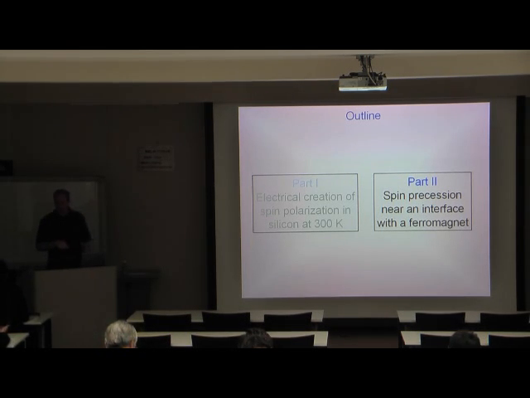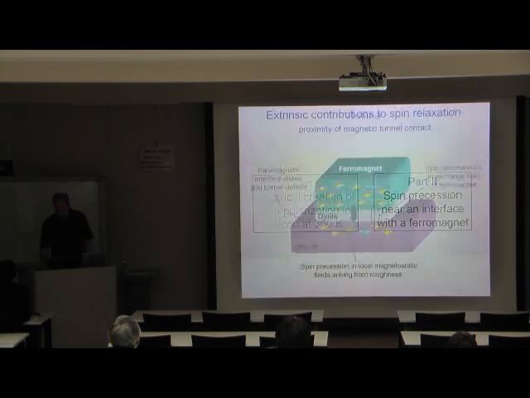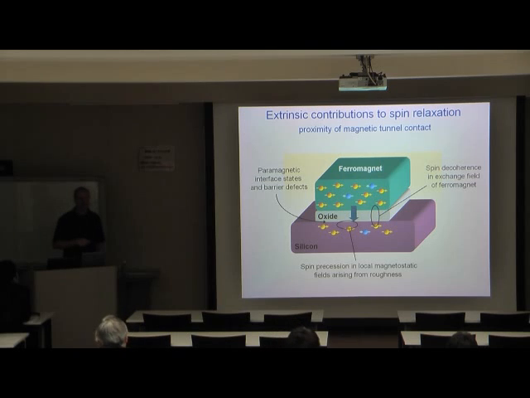Presentation. Okay. So in the second part of the talk I will focus on how spin precession and spin polarization is affected by the presence of an interface with a ferromagnet. And there are different mechanisms that you can think of, but the mechanism that I'm going to be focusing on is direct magnetostatic interaction from the ferromagnet to the semiconductor, which occurs when the ferromagnetic interface is not perfectly smooth.